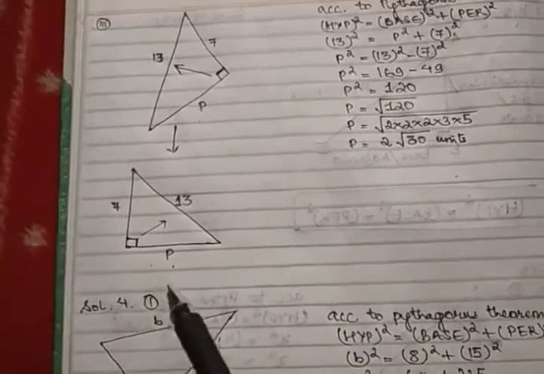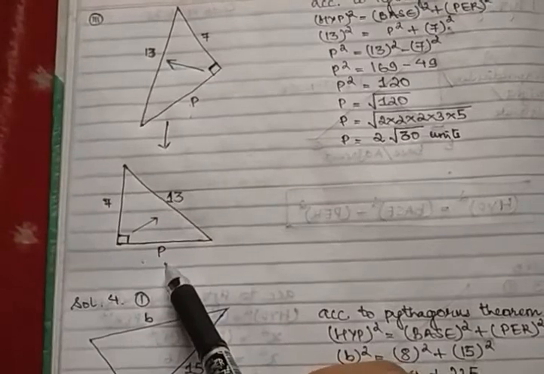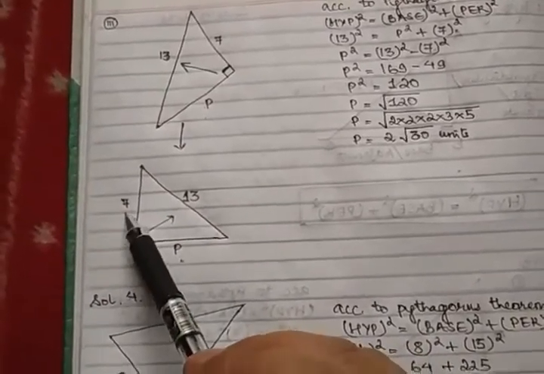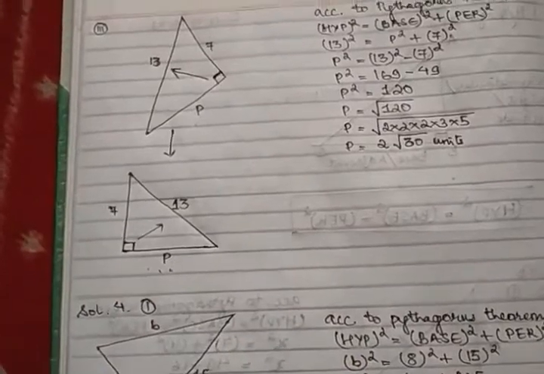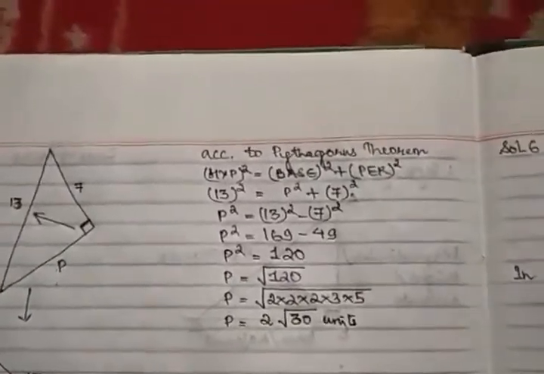The other two you can use alternatively. That is, I have used perpendicular as 7 here and base as P, isn't it? What you could have done is used P as perpendicular and 7 as base. You would have got the same result. That's what I'm trying to tell you. Now you know the steps, isn't it?